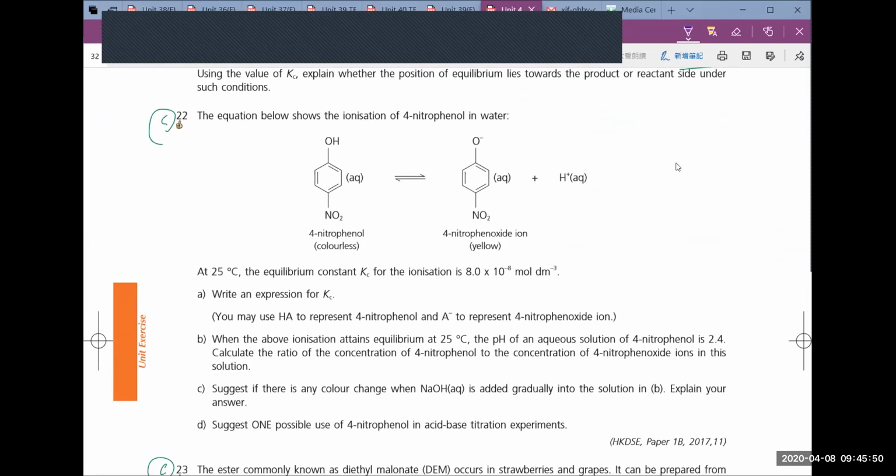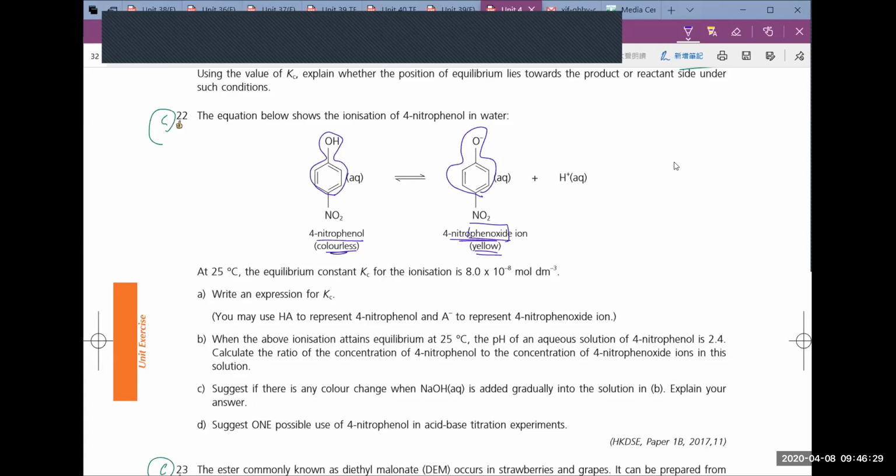Question 22. The equilibrium, this one, it is a past paper question. In that, it is an acid-base indicator, right? Can you see that? 4-nitrophenol is colorless, but 4-nitrophenoxide ion is yellow. What does phenoxide mean? Phenoxide refers to the salt of phenol. Phenol is this. Phenolphthalein, we have got the phenol part. So it is a type of acid-base indicator.